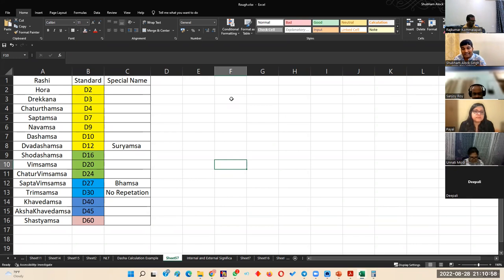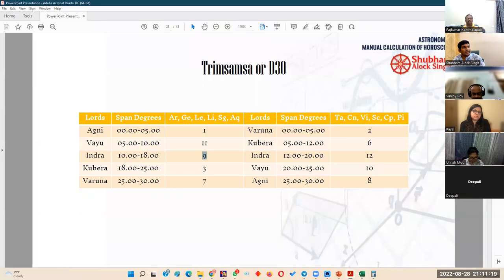If you see other sages, except for Parashara, they have only used divisional charts up to D12. And if they have used any divisional chart except for D12, that is D30 and D60, and D16, for some reason or the other. The reason behind D30 I have explained.